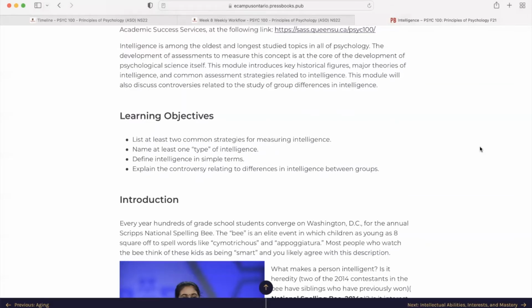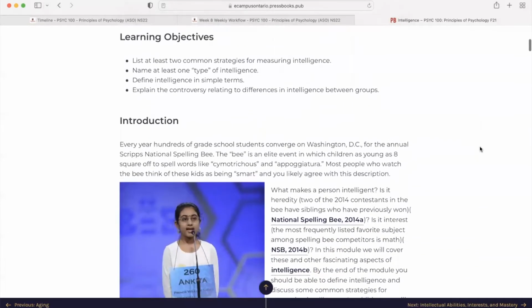The learning objectives to keep in the back of your mind are to list at least two common strategies for measuring intelligence, name at least one type of intelligence, define intelligence in simple terms, and explain the controversy relating to differences in intelligence between groups.